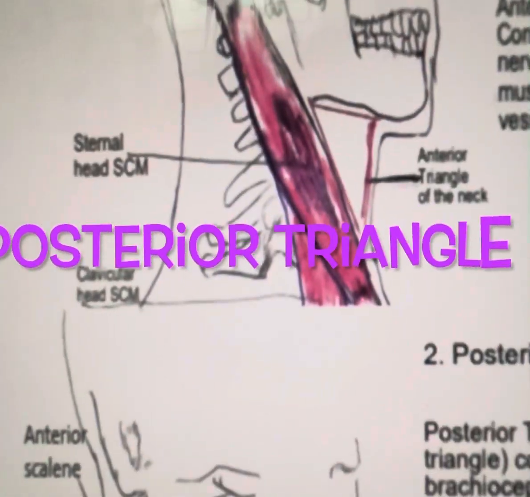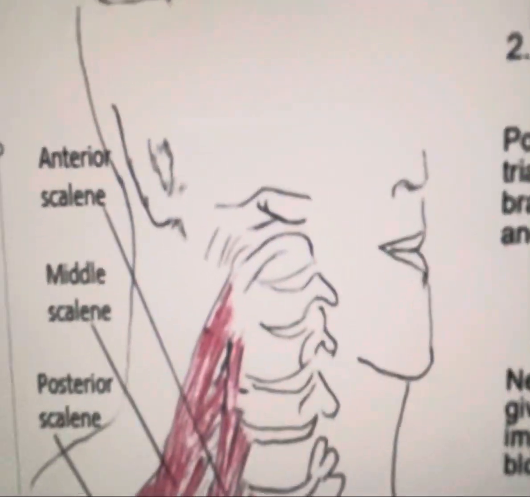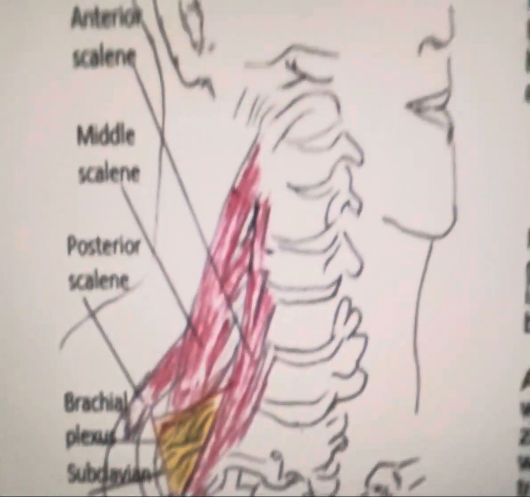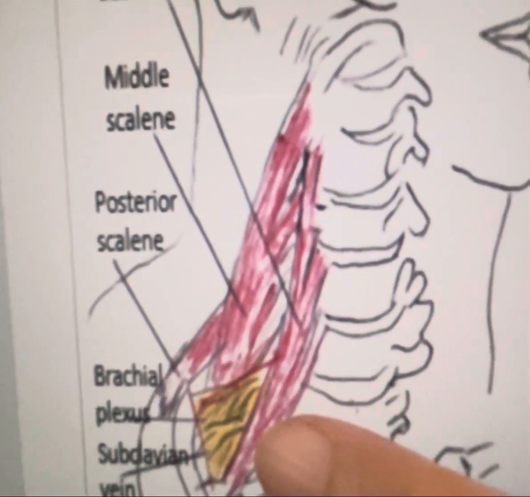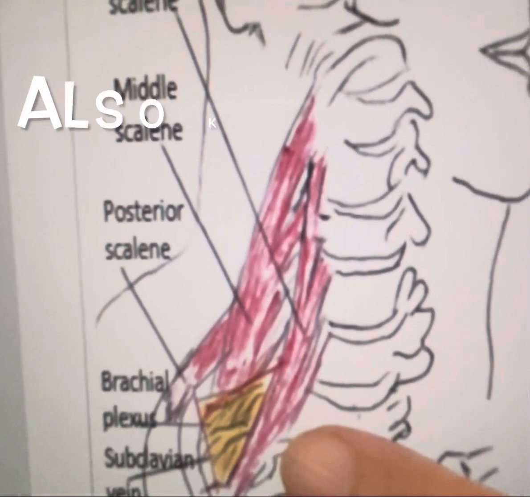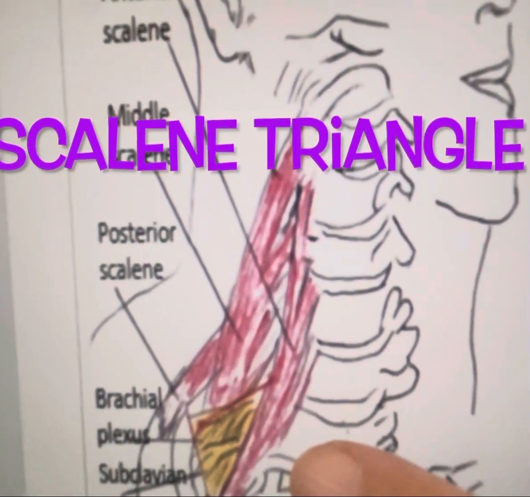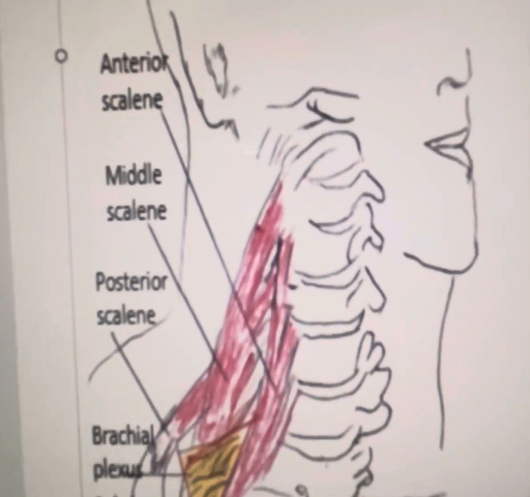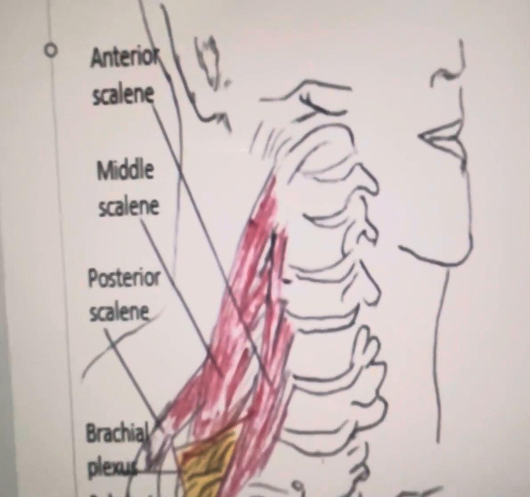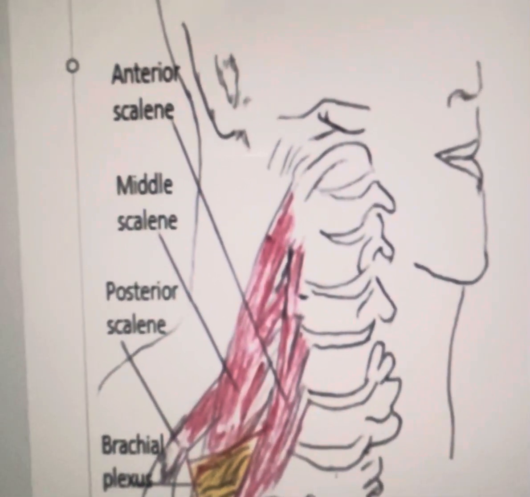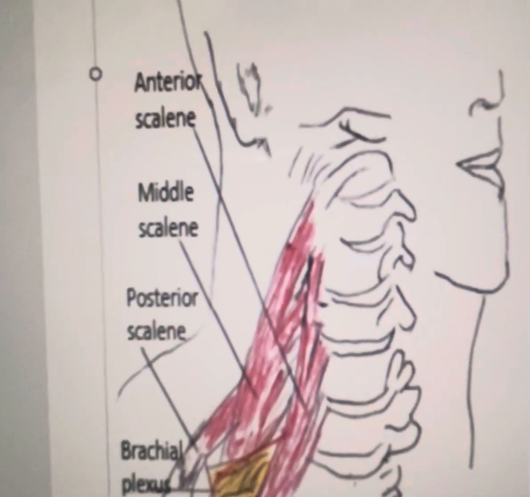The next one is our posterior triangle of the neck. That one with the yellow. The posterior triangle of the neck, also known as the scalene triangle, contains the nerve, brachial plexus, brachiocephalic artery, and veins superior to the clavicle, and the subclavian arteries and vein.